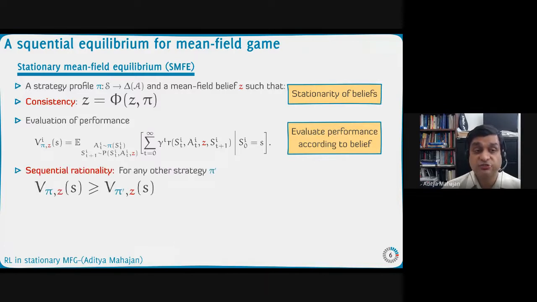And once we have this, we would look for sequential rationality, that is, the player's evaluation for policy pi, assuming belief system Z, should not reduce if it deviates to any other strategy pi star. So this is sequential rationality. So a combination of consistency and sequential rationality, where the beliefs are computed assuming stationarity, where the valuation of performance is computed assuming stationary beliefs, gives rise to a stationary mean field equilibrium.